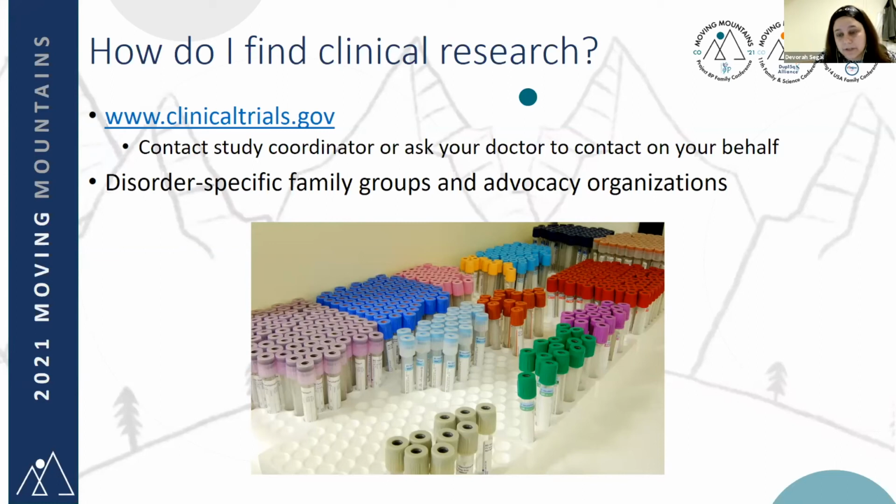Many advocacy organizations will have a section on their website where they list ongoing research, and that's also a good place to be updated and keep on top of what's going on in the research world. So I often have families who will come to me and say, I was on the website and I saw this new clinical trial. What do you know about that? How can I get involved? And then I can do the legwork and look into it and reach out to whoever is running the study.